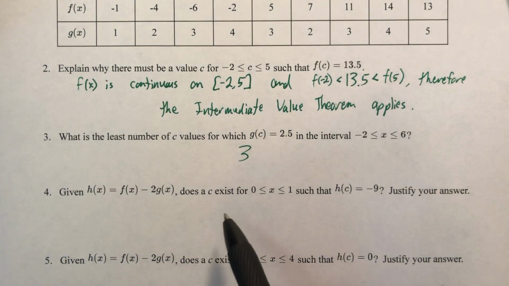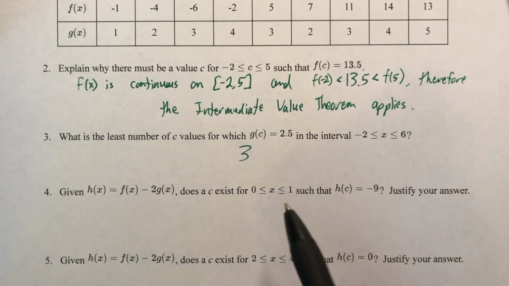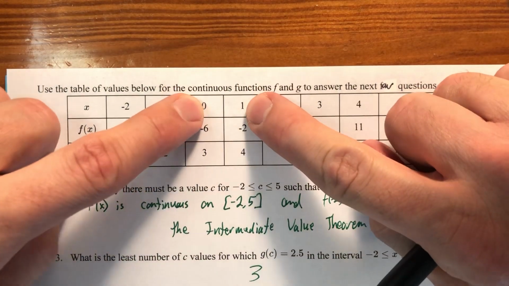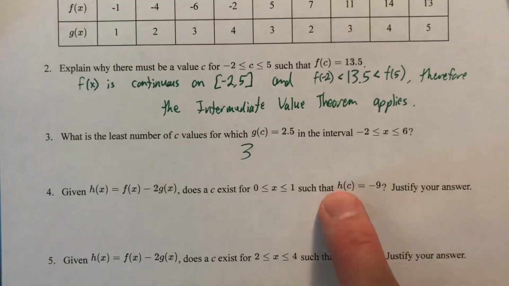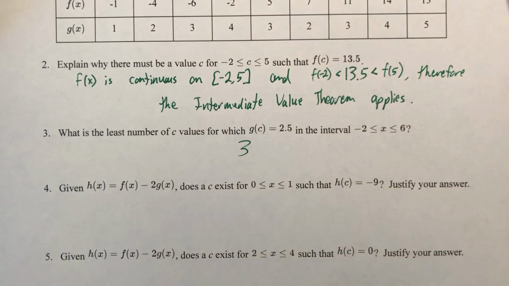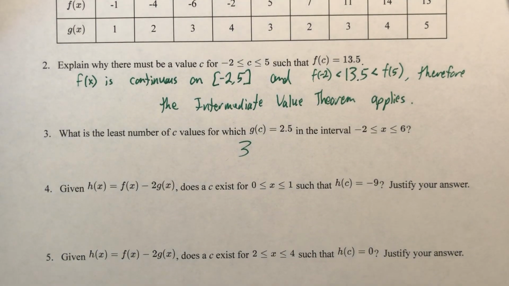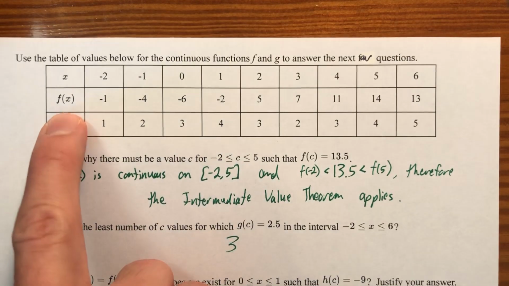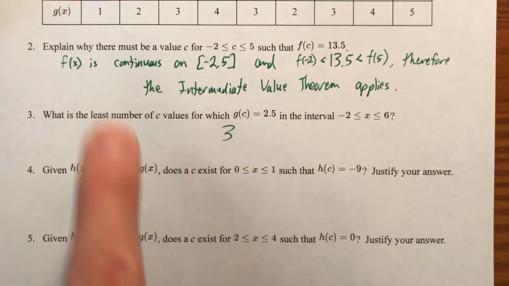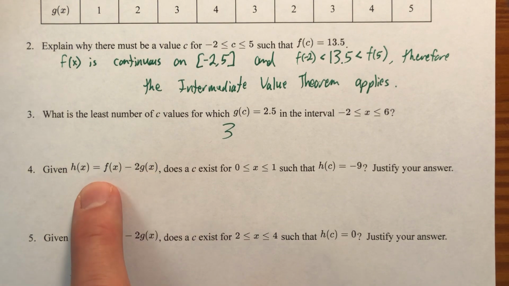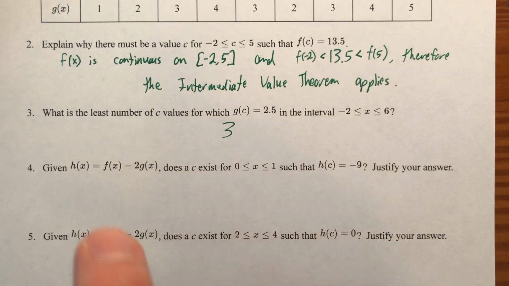Does a C value exist for 0 to 1? Okay, 0 to 1 are my inputs, such that H of C equals -9, and justify your answer. So for justifying my answer, I would talk about meeting the criteria and all that good stuff. So first of all, we're going to have continuity. So let's just go ahead and state that we have continuity, because we have continuity for F and continuity for G. F and G are going to make up H. So we have continuity. Let's check the other though.